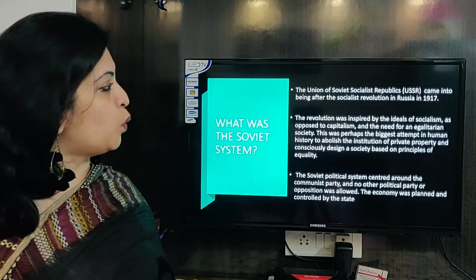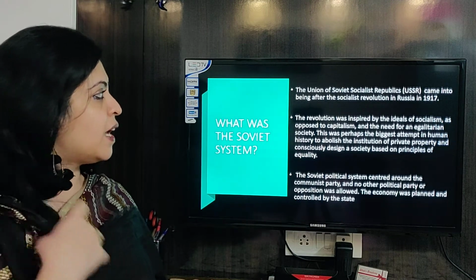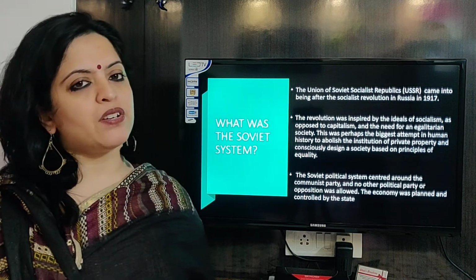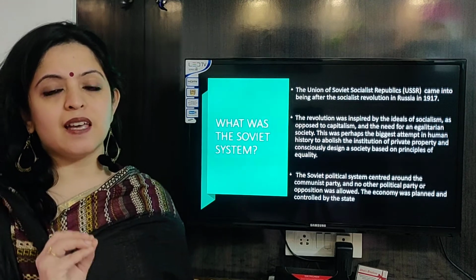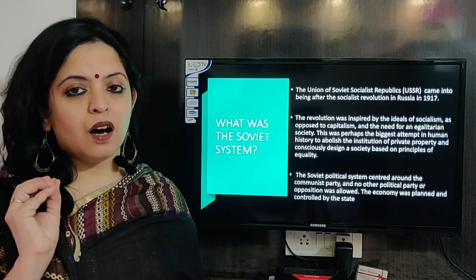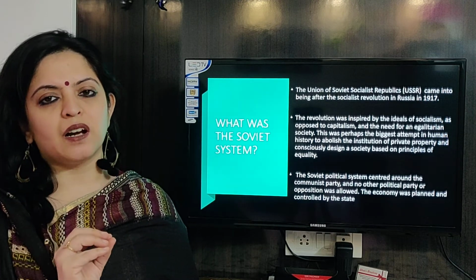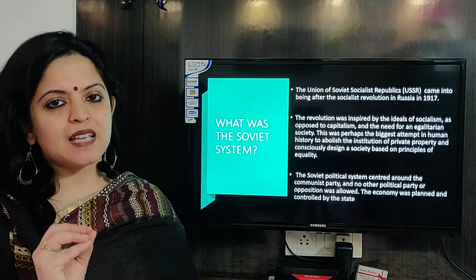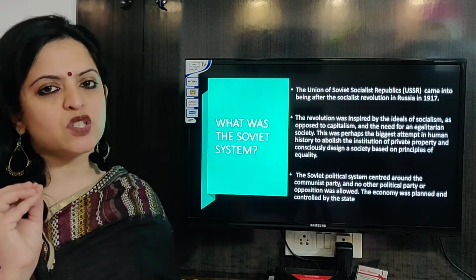It says the Union of Soviet Socialist Republic, that is USSR, came into being after the Soviet Revolution in Russia in 1917. आपको बहुत अच्छे से ये याद करना है that when did USSR establish? It was established in the year 1917. USSR का full form क्या है? Union of Soviet Socialist Republic.